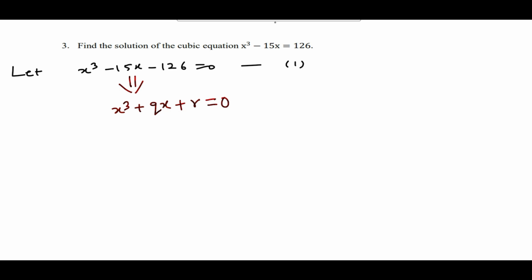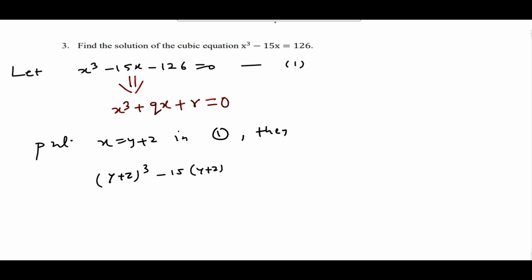So now we need to put x is equal to y plus z in equation 1. Then (y plus z) to the power 3 minus 15 multiplied by (y plus z) minus 126 is equal to 0. So now we can write y to the power 3 plus z to the power 3 plus 3 times yz(y plus z) minus 15 times (y plus z) minus 126 is equal to 0.